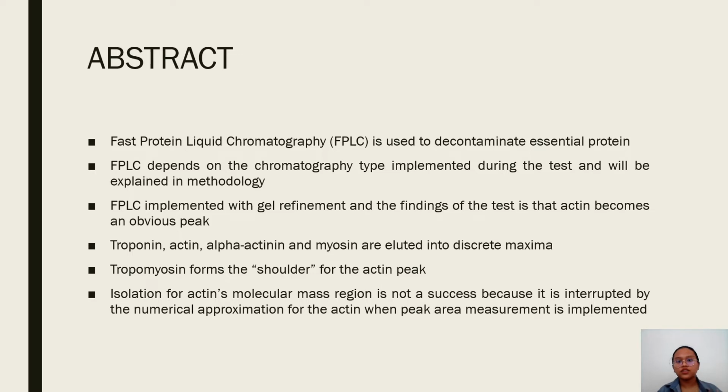However, the isolation for actin's molecular mass region is barely successful due to the presence of tropomyosin and alpha-actinin within actin that contains fragments, which could possibly interrupt the numerical approximation for the actin when peak area measurement is implemented.